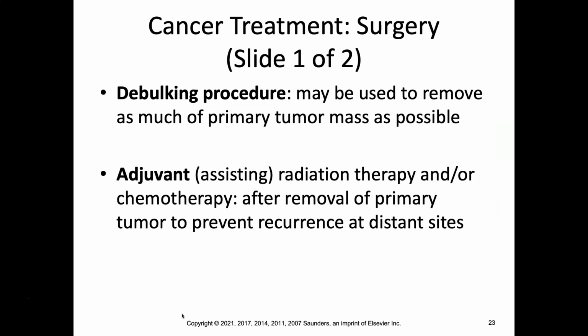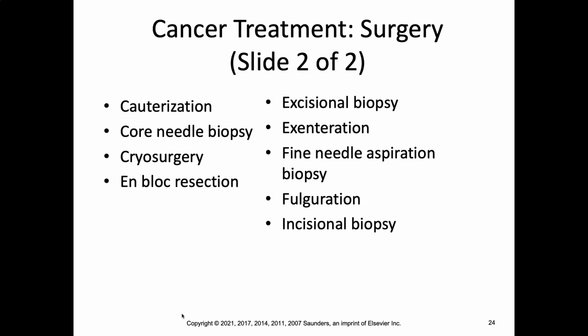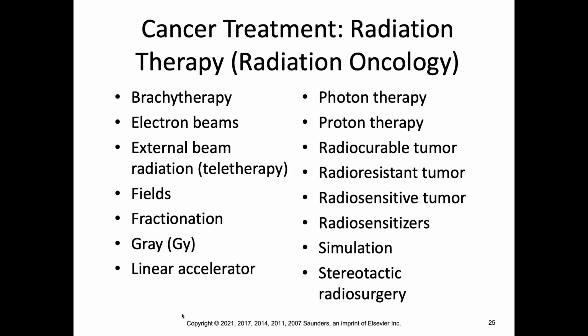All right, so what do you do about cancer? Well, there are surgeries. There's radiation therapy. There's chemotherapy. There's all sorts of things you can do. There is cryosurgery. There's something called fulguration. And obviously you want to biopsy it if you can to know what you're dealing with.